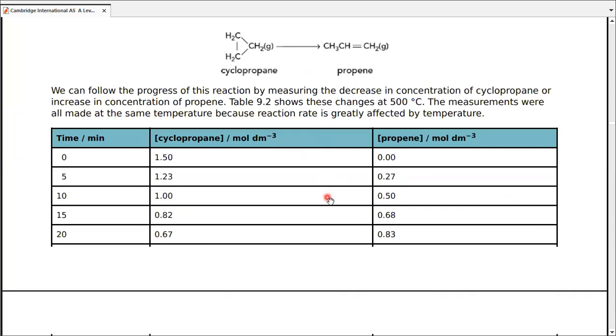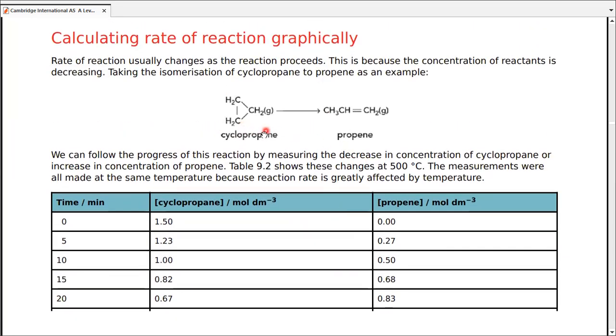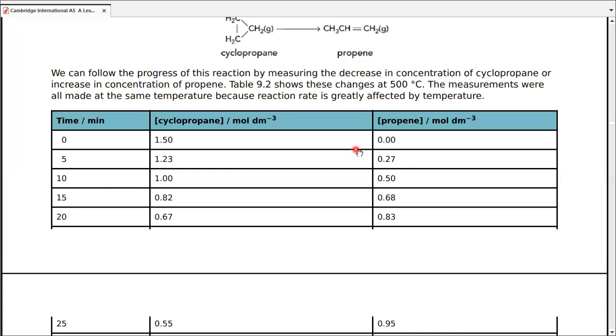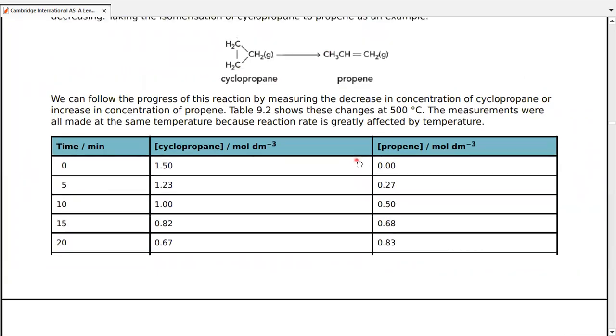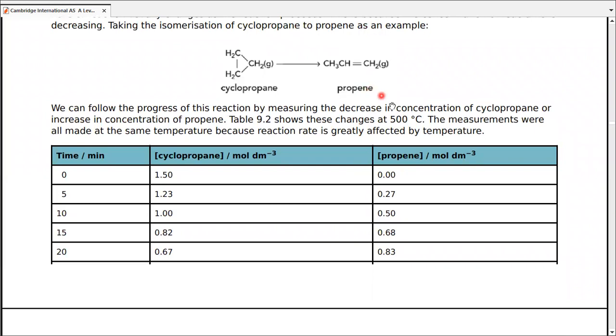We can follow the progress of this reaction by measuring the decrease in concentration of cyclopropane. We can, on the other hand, keep on working with the concentration of the product, which would increase over time. So we can either measure the decrease in concentration of reactant or the increase in concentration of product. The changes are considered at 500 degrees centigrade. The measurements were all made at the same temperature because the reaction rate is greatly affected by temperature.